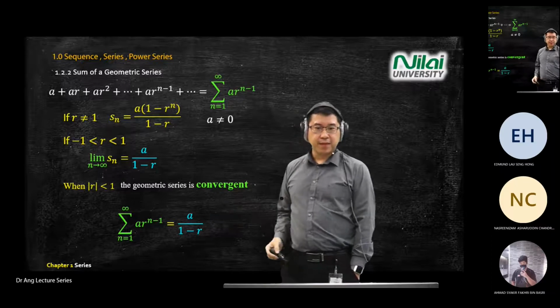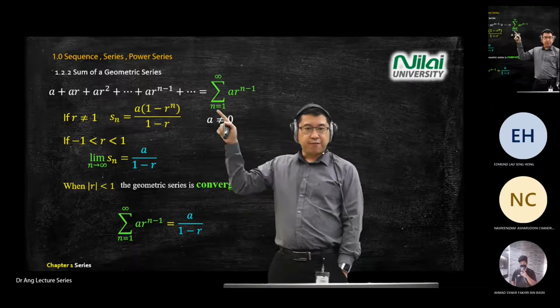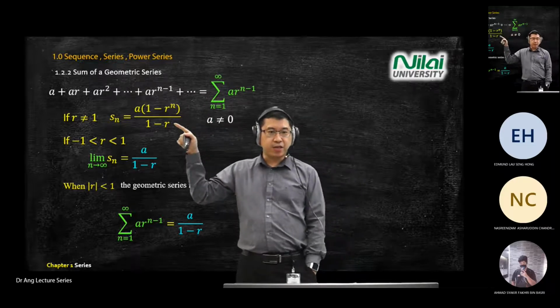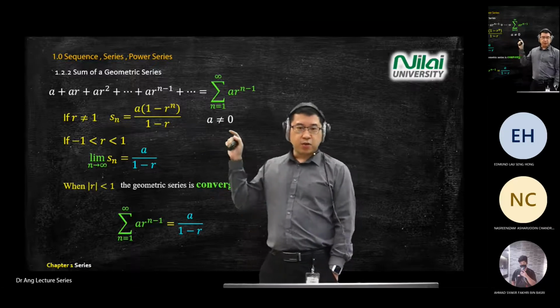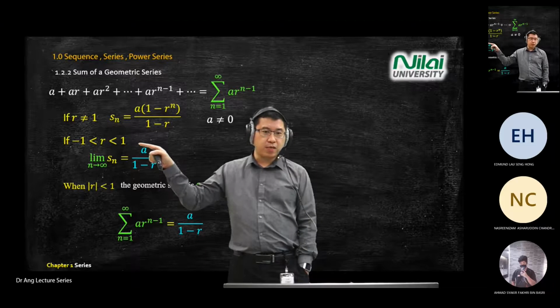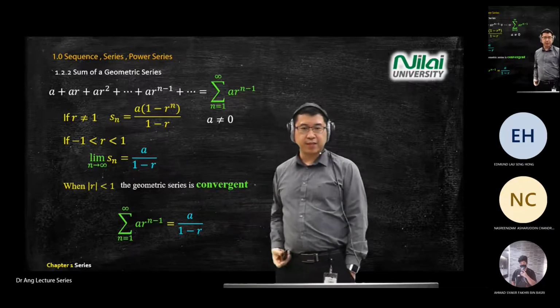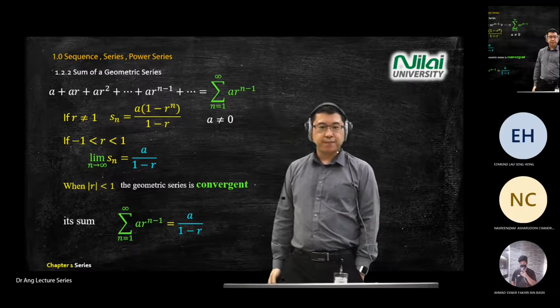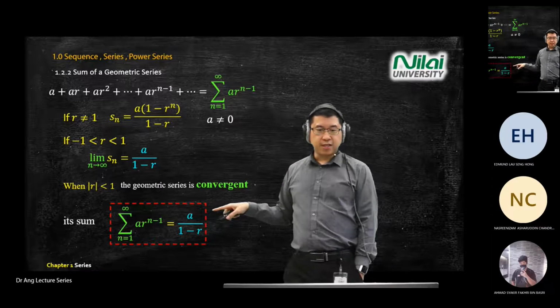Okay, so there are two equations now. If in your geometric series your R is not equal to 1, you can use this one. However, if in the question you know that the range of R is between -1 to 1, straight away you can use the blue color equation to calculate. So I highlight the equation for you.